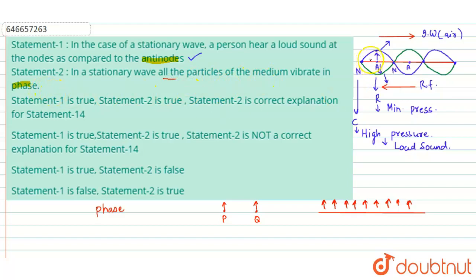But you can very clearly see that in this loop, if the particles vibrate in this direction, then the particles in the adjacent loop may vibrate in this direction. In alternate loops also there are particles which will vibrate in this direction. So their phase will be opposite. So this statement is incorrect: in a stationary wave, not all the particles of the medium vibrate in phase. So statement 1 is true, but statement 2 is false. This will be the correct option. I hope you understood the entire explanation.